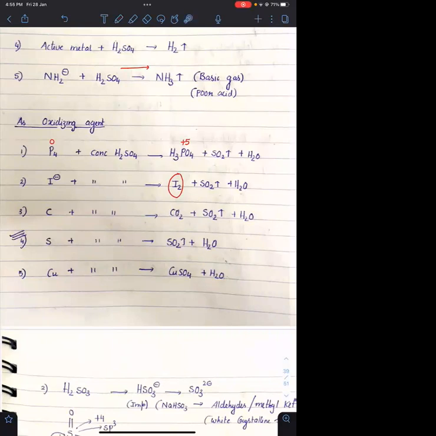With carbon, again you will get H2CO3, just as H3PO4 is obtained here. H2CO3 being unstable converts into CO2 plus H2O. What will be the by-products in all of them? SO2 will remain: SO2, SO2, SO2, just like NO2 in that case. With copper, it will form copper sulfate. Here SO2 is not obtained, copper sulfate is obtained. Is that clear?